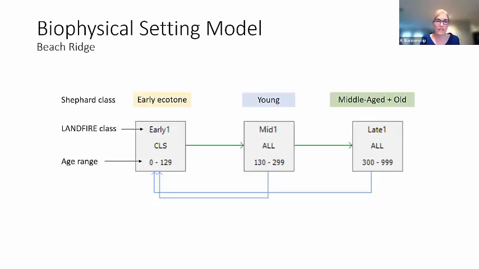And the models are quantitative. So each state within this beach ridge community has an age range associated with it. And then there are pathways for growth and pathways for disturbance. And there's also a probability associated with every disturbance so that you can run these models out over time and look at how often disturbance occurs and how much of the landscape would be occupied by these various states.